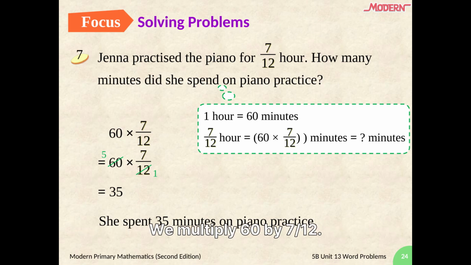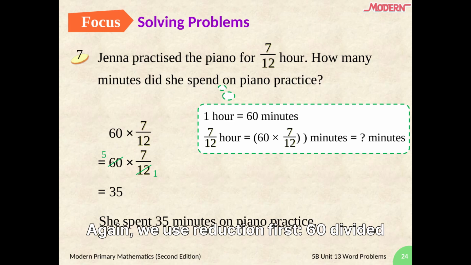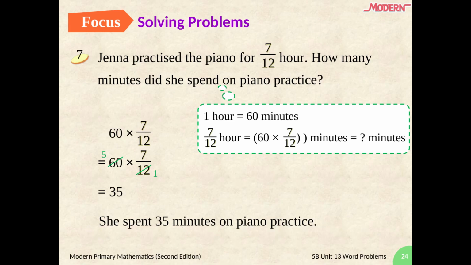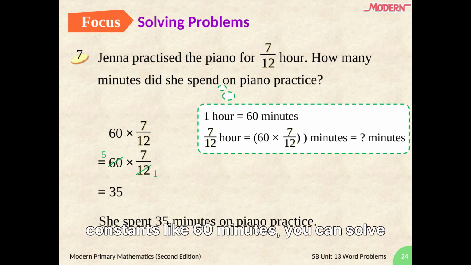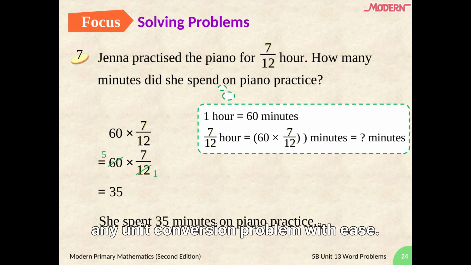We multiply 60 by 7/12. Again, we use reduction first. 60 divided by 12 is exactly 5. Then, 5 times 7 equals 35 minutes. By anchoring your fractional calculations to known constants, like 60 minutes, you can solve any unit conversion problem with ease.